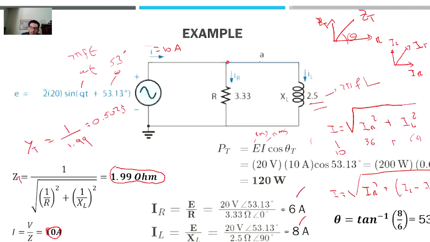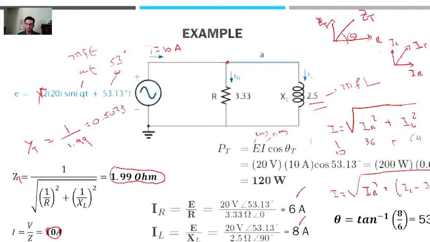All right, so we have the total current, which is 10, and we have the current through each leg, which is 6 and 8 amps. And they want us to find the total power. Okay, so the total power is very simple. We're going to have the RMS voltage, which in this case is right here, the square root of 20. So in this particular case, we just get rid of the square root and we have 20. And this is the RMS current, 10 amps.